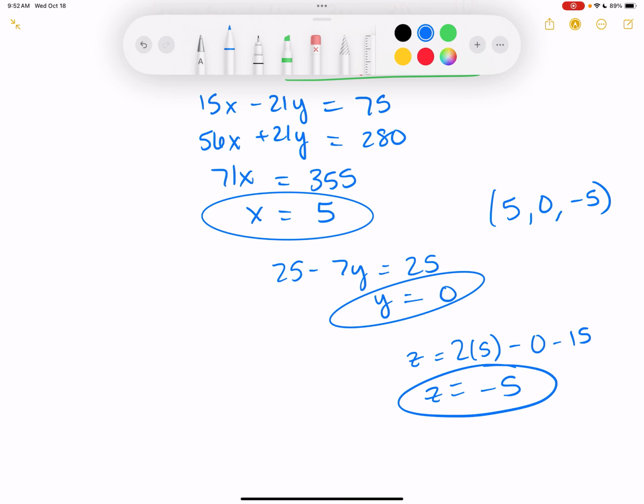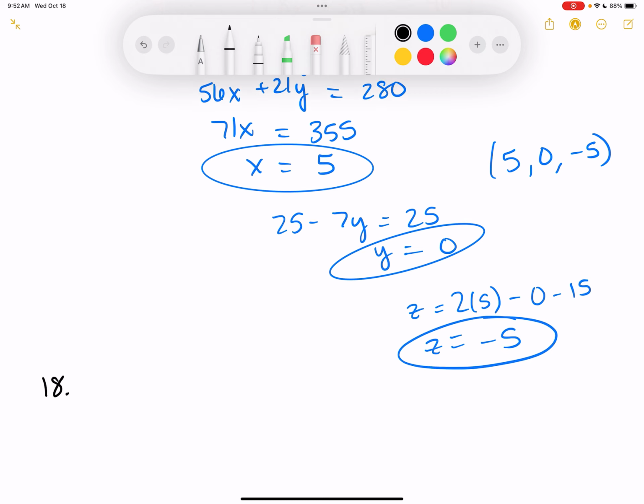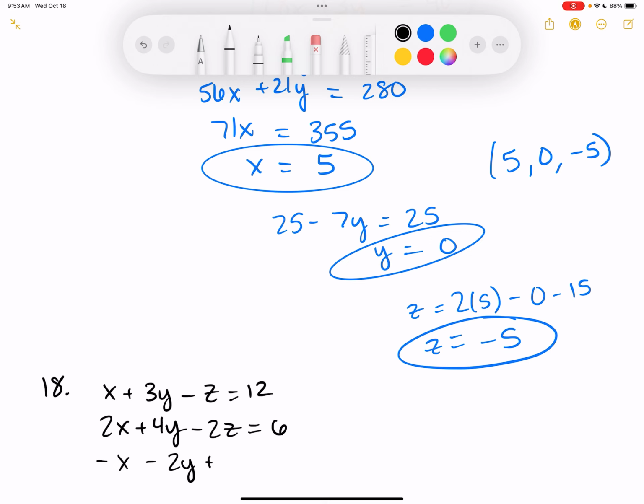All right, one more thing just so you can see something. It's not going to be an entire problem. I just need you to see something about it. 18x plus 3y minus z equals 12. 2x plus 4y minus 2z is equal to 6. And negative x minus 2y plus z is equal to negative 6.